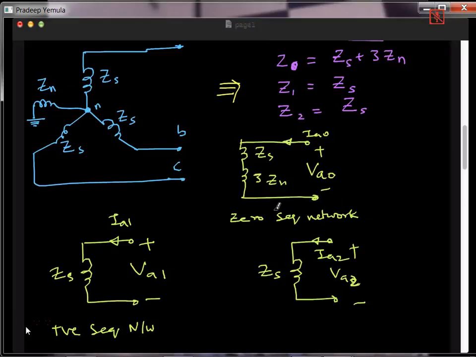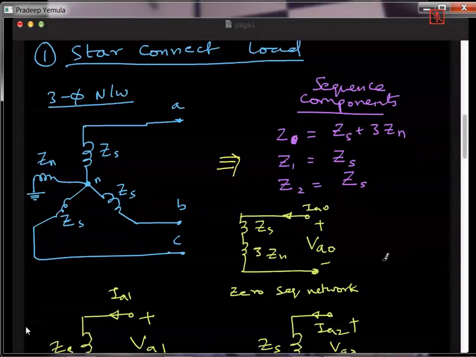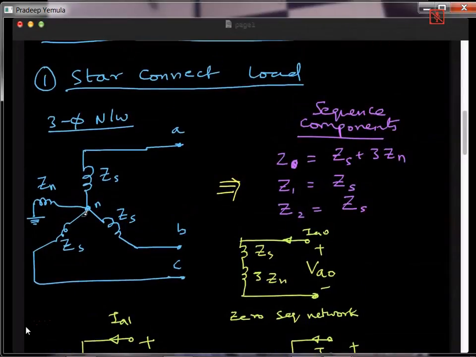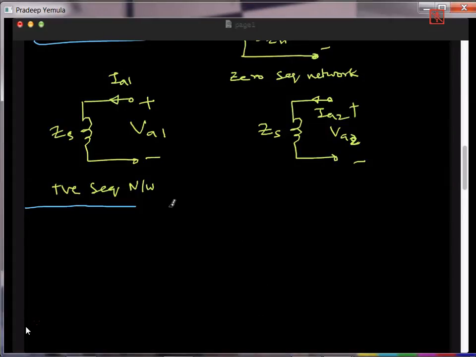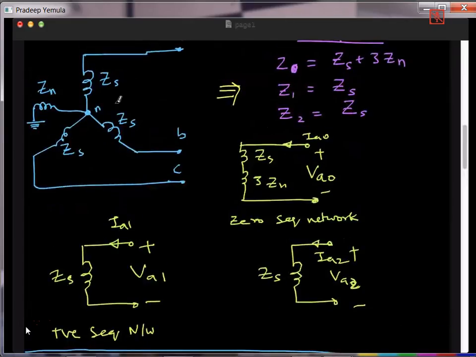Once you get IA0, IA1 and IA2, you can find out IA, IB, IC easily by multiplying with matrix A. So this is about the first case, star connected load. This derivation we have seen in lecture 25 already. So if you have any doubt here, please refer to lecture 25, how to represent a three-phase load in the form of a sequence network. So this one circuit becomes three circuits.